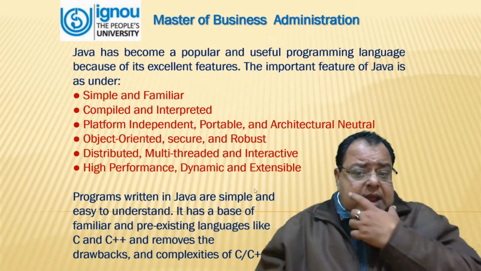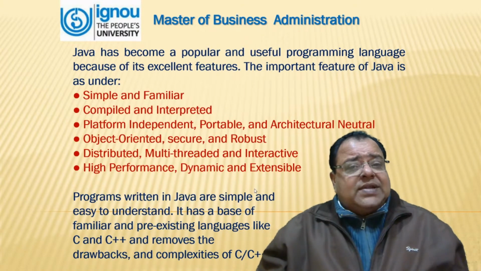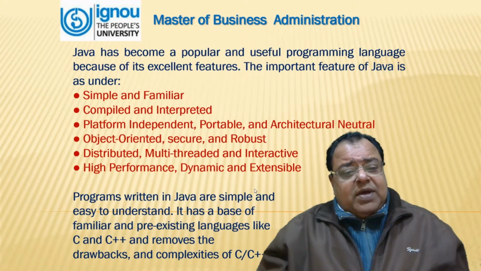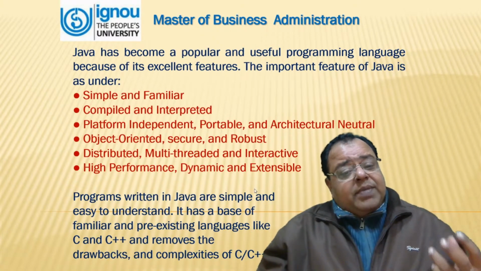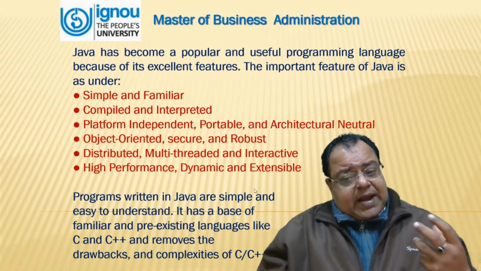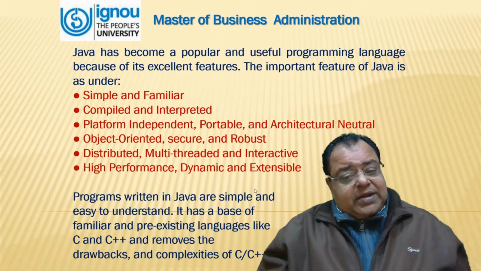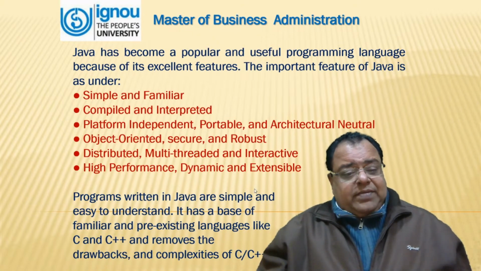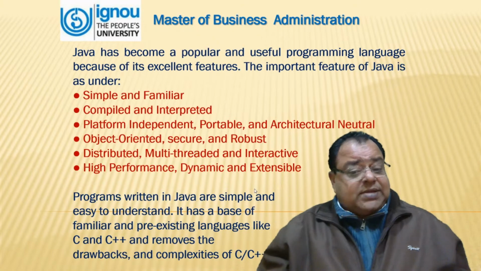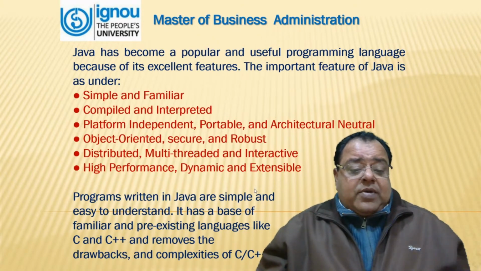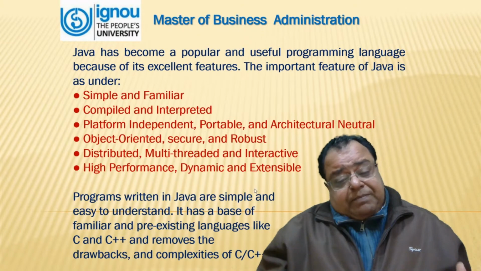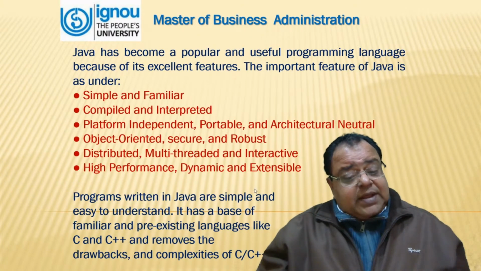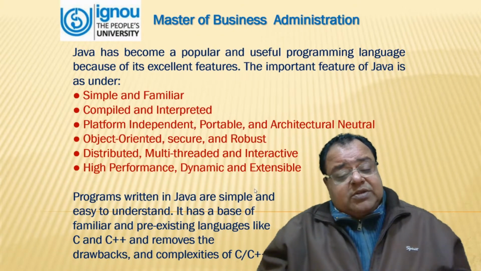Java has become a popular and useful programming language because of its excellent features. The important features of Java are simple and familiar, compiled and interpreted, platform independent, portable and architecture neutral, object oriented, secure and robust, distributed, multi-threaded and interactive, high performance, dynamic and extensible. Programs written in Java are simple and easy to understand. It has a basis of familiar and pre-existing languages like C and C++ and removes the drawbacks and complexities of C, C++.